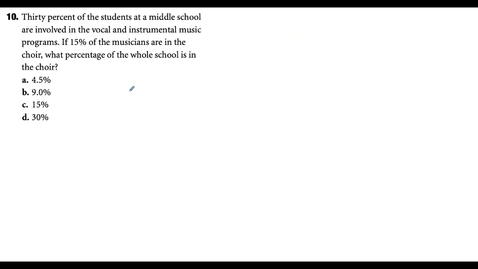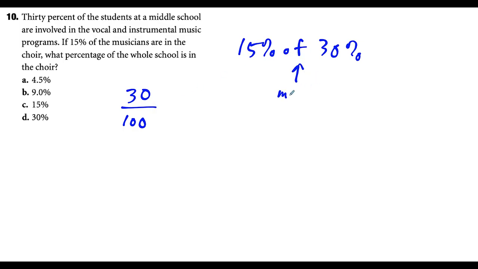So for question 10, we have 30% of the students at a middle school. I'm going to write 30% as 30 out of 100. And we're told that the 30% are involved in vocal and instrumental music. And we're told 15% of the musicians are in the choir. So what we're going to find here is 15% of the 30%. Well, the 30% is here out of 100. And just know in math, the word of means multiply. So what we're really doing is multiplying 15% by 30%. But 30% is 30 out of 100. 15% is 15 out of 100.